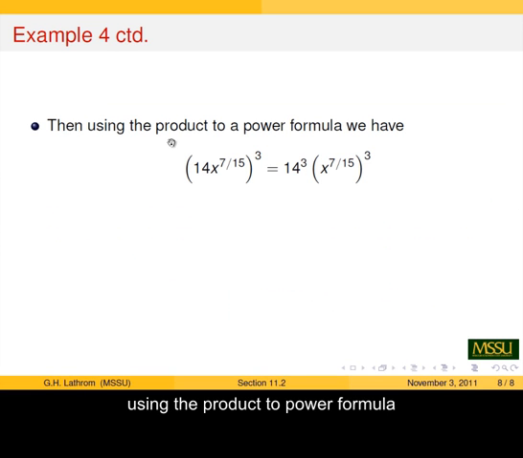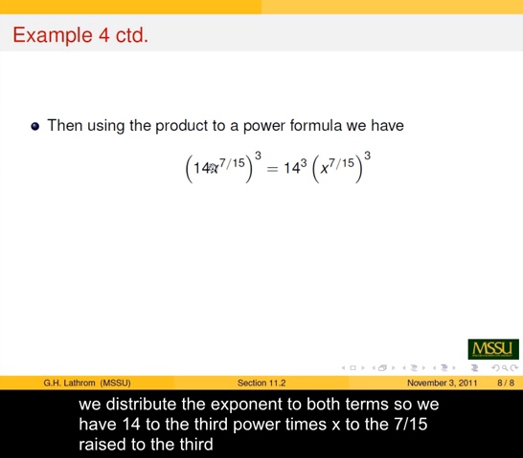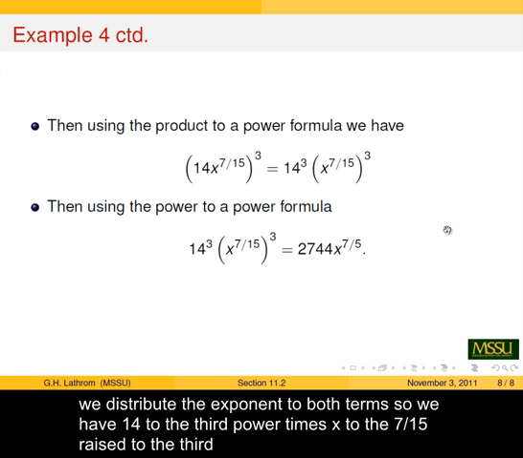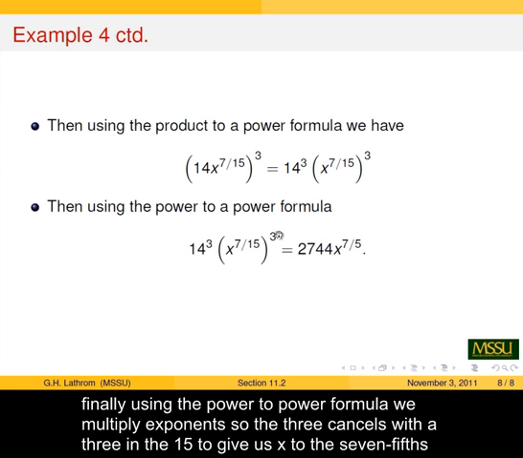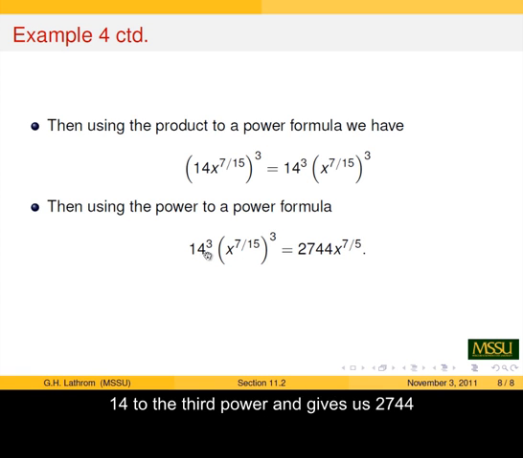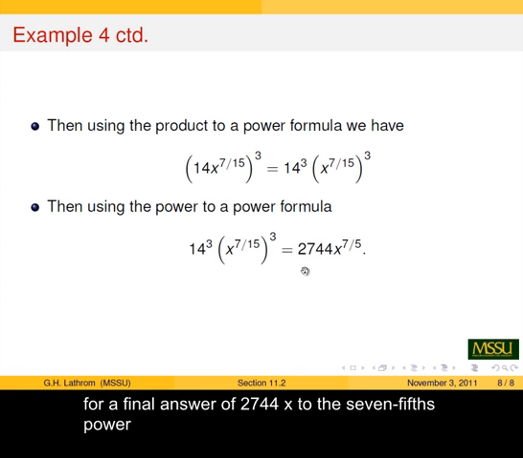Again, all of this is still raised to the 3rd power. Using the product to a power formula, we distribute the exponent to both terms, so we have 14 to the 3rd power times x to the 7/15 raised to the 3rd power. Finally, using the power to a power formula, we multiply exponents. The 3 cancels with the 3 in the 15 to give us x to the 7/5 power. 14 to the 3rd power then gives us 2,744, for a final answer of 2,744 x to the 7/5 power.